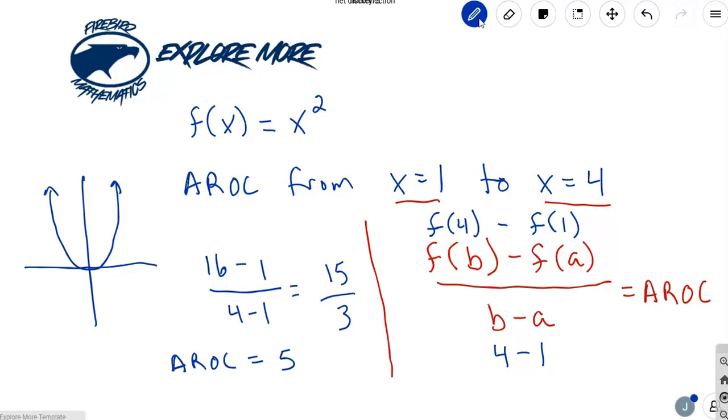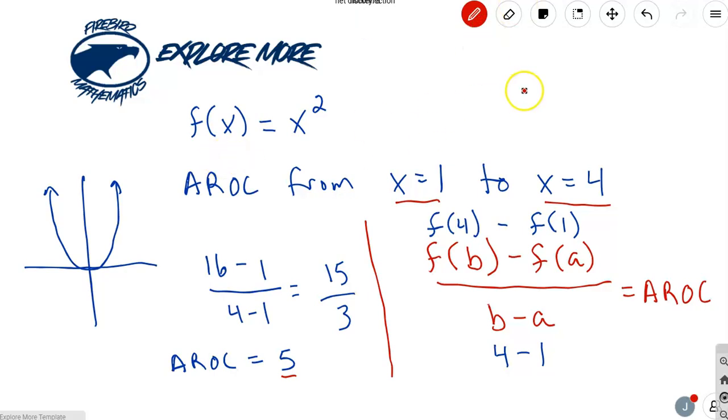Okay, now just briefly, I'd like to talk about what value we just found. What does this represent? Because when we look at our linear functions, that rate represents the slope of the line. But if we have a curve like x squared, this 5 still has some sort of representation.